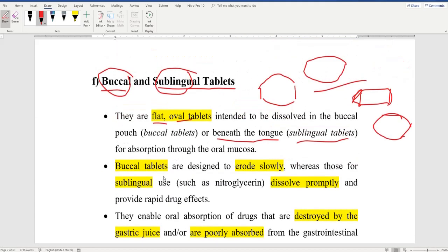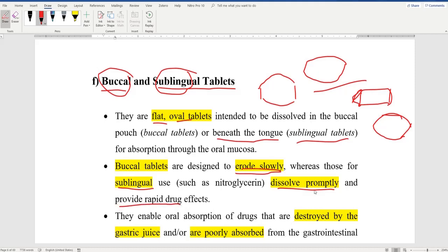Now, if it is buccal, then the tablets are usually hard and it's allowed to dissolve slowly so that absorption from the buccal area can sustain or can continue for a longer period of time. If it is sublingual, then the tablets are intentionally made soft to dissolve quickly, promptly, to give rapid effect.